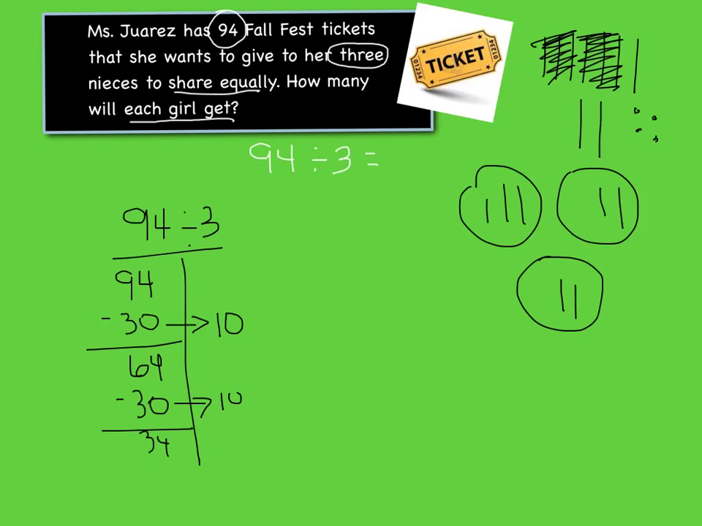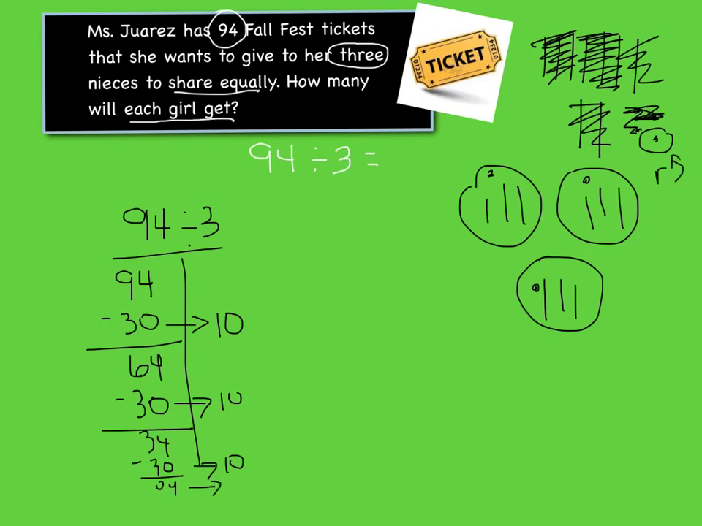Again, I can give each girl the value of 10. I'm going to cross that out. Let's subtract 30, and now I have 4 left. Now, I know if I have 4 tickets left, each girl's still going to want one more. So I'm going to share 1, 2, 3, and those are those 3, but there's still 1 ticket left. That would be my remainder right there.